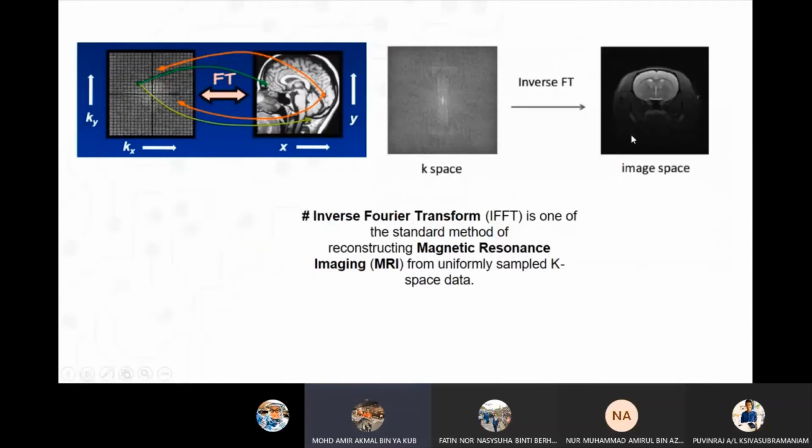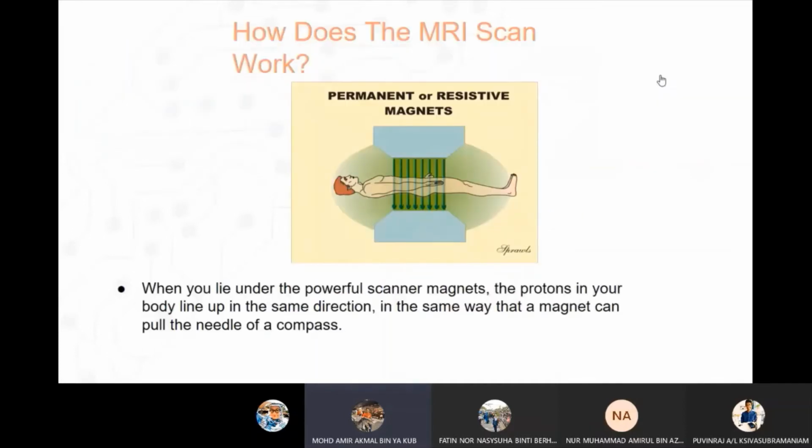Next, this is the end of the MRI process, where we apply the inverse transform. The inverse Fourier transform is one of the standard methods for reconstructing magnetic resonance images from uniformly sampled k-space data. The next slide will be presented by Amirul.